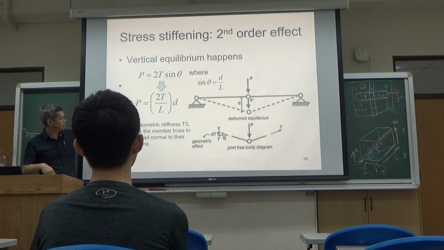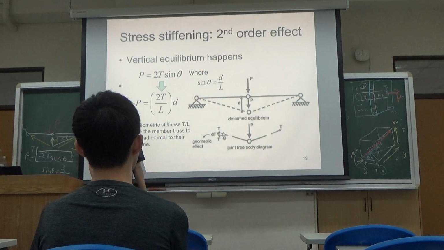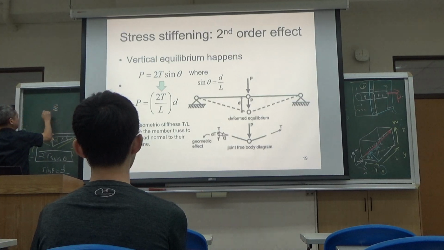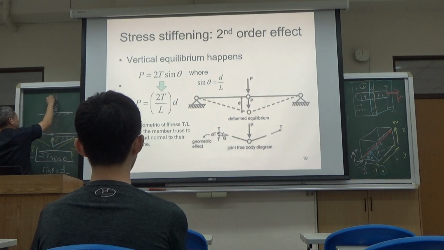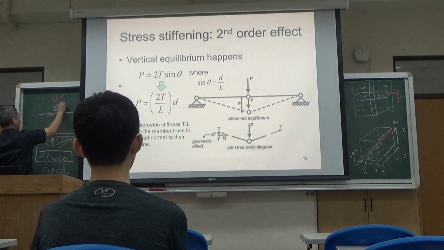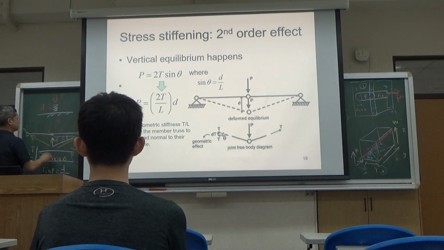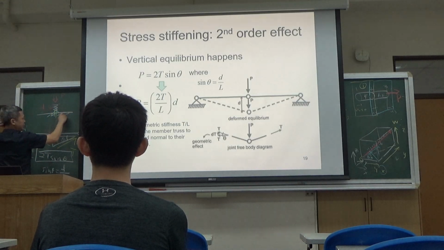From this simple derivation, what do you see? The effect of the tension itself is equivalent to vertical stiffness. So what does it say? It says that when you apply the vertical force, the middle point deflects down, and the spring is opposing it with a spring constant equivalent to 2T over L.